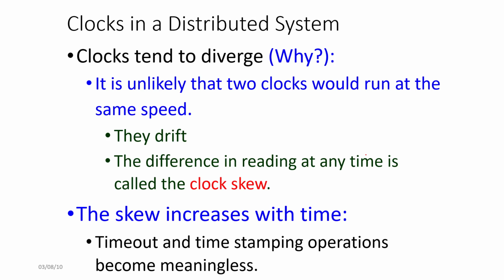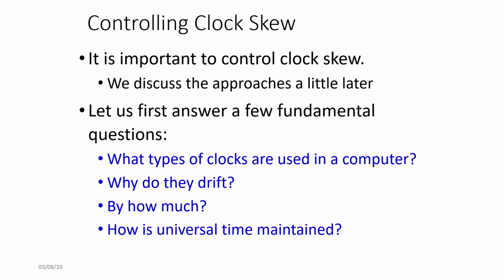This is known as synchronization. In some settings, it's also known as resynchronization. So how do we control clock skew? We will discuss those approaches, but a few questions will be answered before that. What kind of clocks are used in a computer? Why and how much do they drift? And what is the notion of universal time?